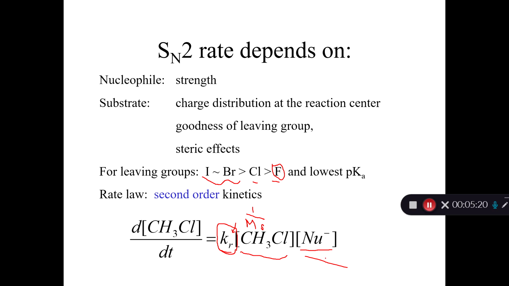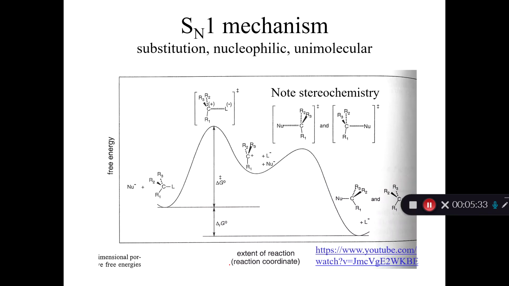If we're in seawater and the nucleophile is chloride, that's always going to be at 0.5 molar, so we can treat it as though the nucleophile does not change in concentration, and we can treat this as a pseudo first order process. The other important reaction mechanism is the Sn1 mechanism.